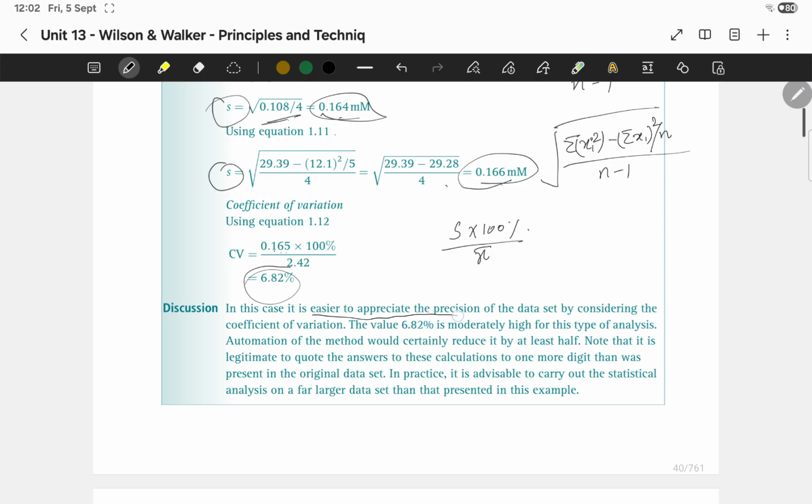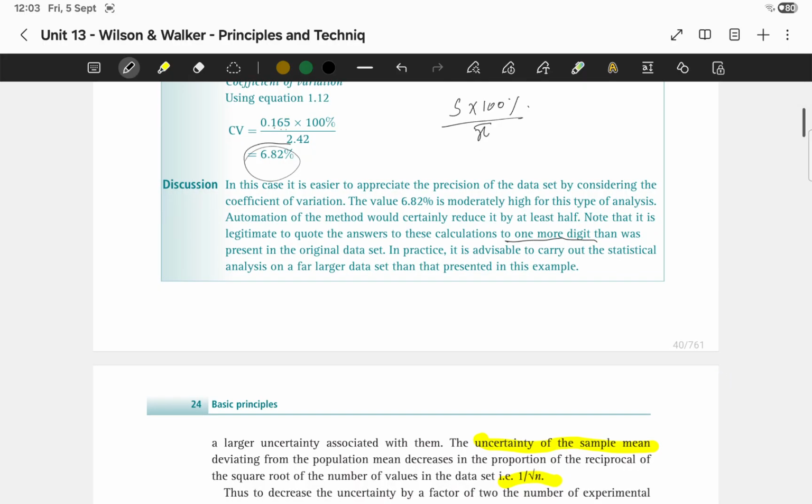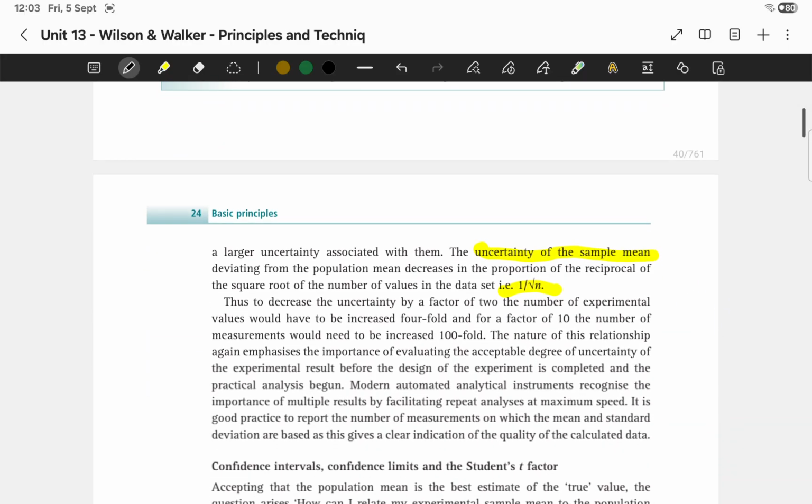In this case, it is easy to appreciate the precision of the data set by considering the coefficient of variation. The value of 6.82 is moderately high for this type of analysis. Automation of this method would certainly reduce it by at least half, so it is legitimate to quote the answer to these calculations to one more digit than was present in the original data set. In practice, it is well to carry out the statistical analysis on a far larger data set than presented in this example.